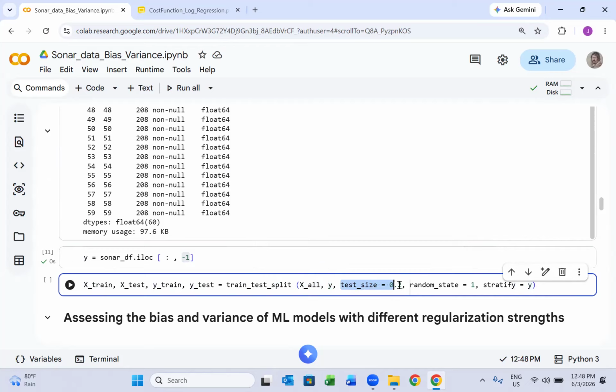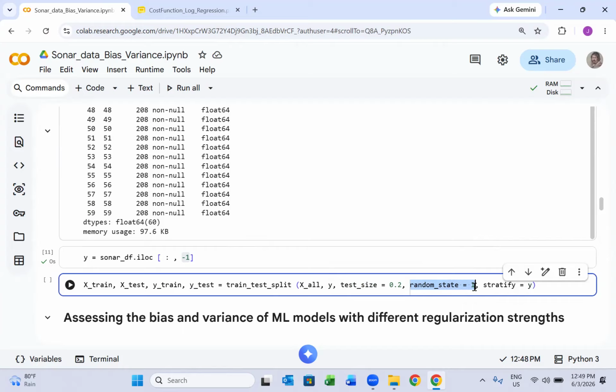The third argument is the test size, 0.20. That means I'm devoting 20% of the data for testing and obviously 80% for training, okay? Random state equals 1. What I'm doing there is I'm setting the seed equal to 1. Why am I doing that? Because I want to control the randomness of the splits. And what that means is that anyone using this notebook will end up with the same train and test split.